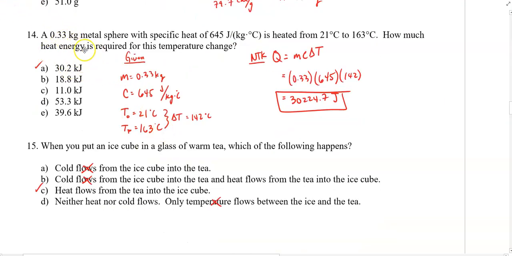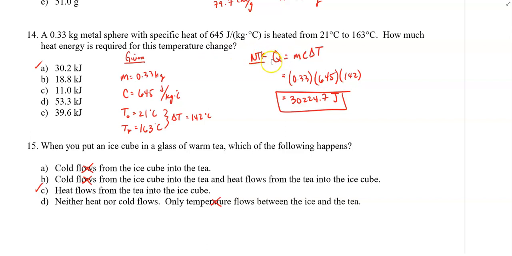Now, number 14, a metal sphere that weighs 0.33 kilograms has a specific heat of 649 joules per kilogram degrees Celsius, and it's heated from 21 to 163 degrees Celsius. How much heat energy is required?